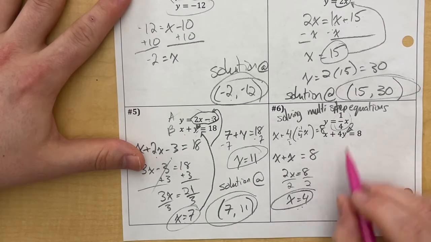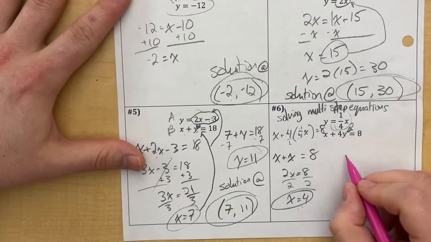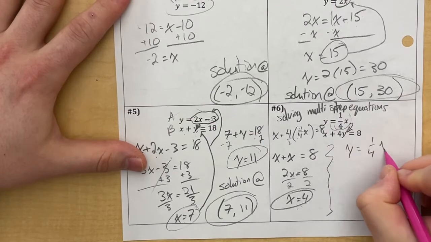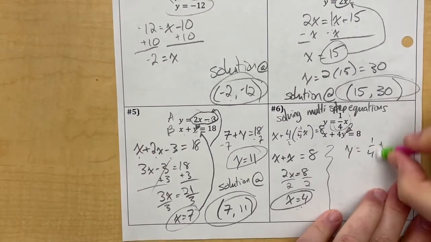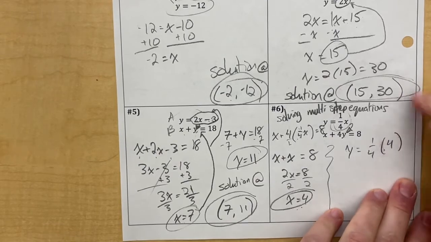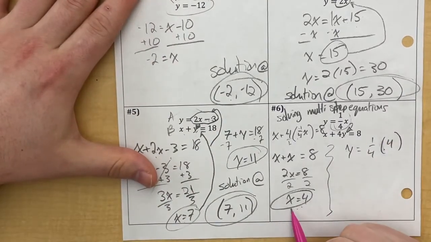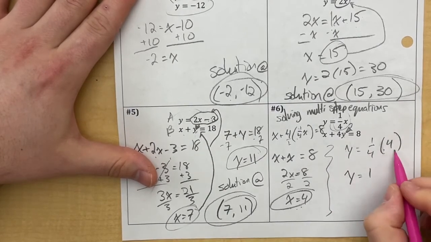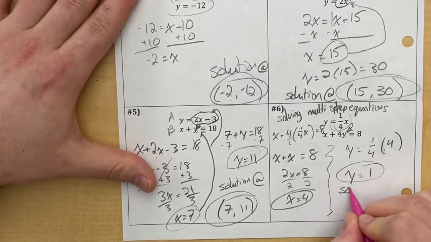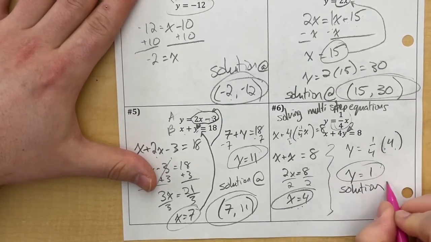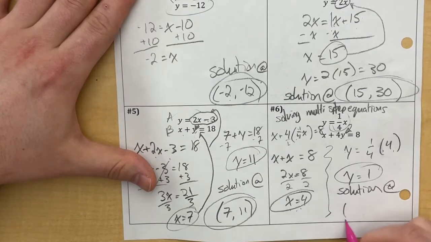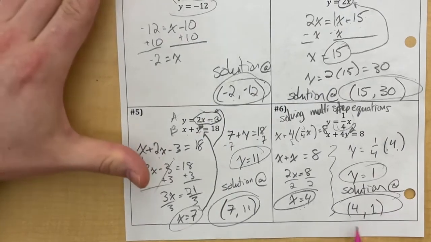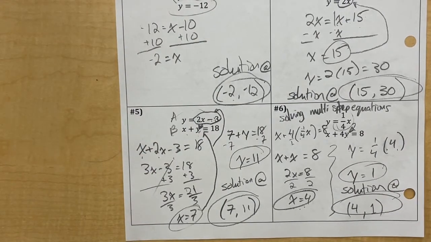I can take and plug it into that first one. So let's break it apart. I have y equals 1/4 times 4, because I replaced that x value with a 4. That just means I'm going to have y equals 1, since 1/4 of 4 is 1, and that means I have a solution at the point 4, 1. So always have that ordered pair at the end. It has to be an x and a y value.